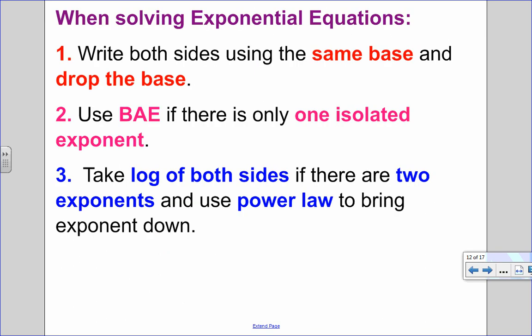So when solving exponential equations, there's three different things that can happen, and we want to do them in this order. The easiest way is using the same base. So that's my first thing. Write both sides at the same base, drop a base. If I can't do that, and I have one power, use Bay. And last, and save it for the last, take the log of both sides to bring the power down.